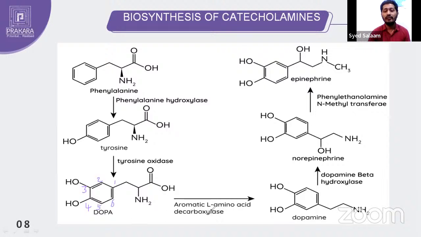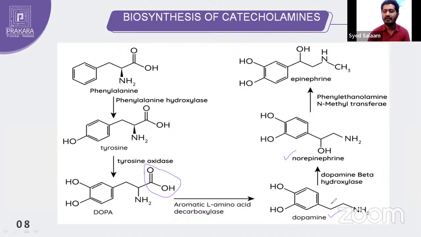This DOPA, under the enzyme aromatic L-amino acid decarboxylase, undergoes decarboxylation. The COOH moiety which is there gets removed, and we get dopamine. The first neurotransmitter synthesized in our body is dopamine. If we require dopamine, the process stops here and the dopamine is released. But if our body requires another neurotransmitter, norepinephrine, what happens at that time? Dopamine beta hydroxylase converts this dopamine into norepinephrine.